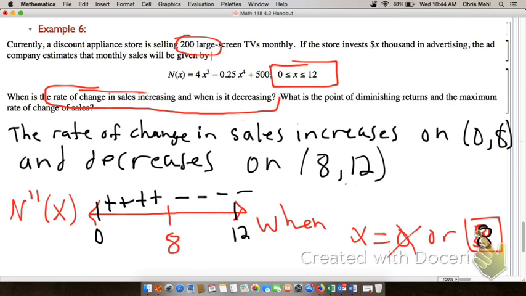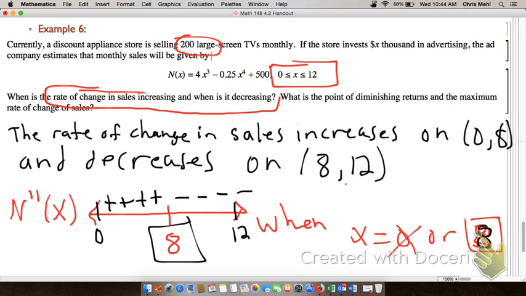Now, a place where the first derivative, or the rate of change, changes from increasing to decreasing, i.e. this value of 8 down here, that means that the value 8 or $8,000 is going to be the point of diminishing returns. And then the maximum rate of change in sales, we're going to plug 8 into the derivative.